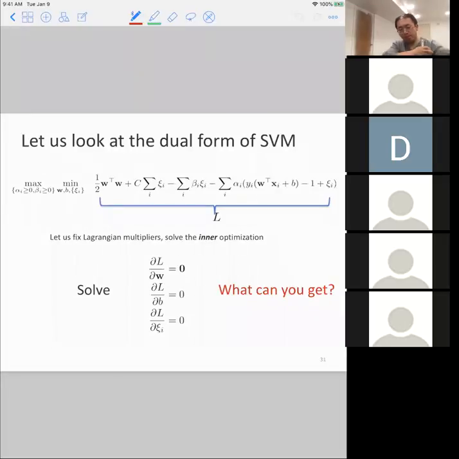Now let us look at this dual form. This is our Lagrange function. In the dual form, we first minimize the Lagrange function with respect to model parameters, and then we maximize the Lagrange function with respect to non-negative multipliers. So how to solve this problem?